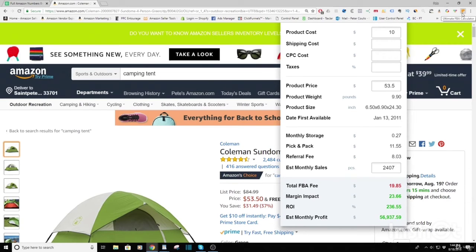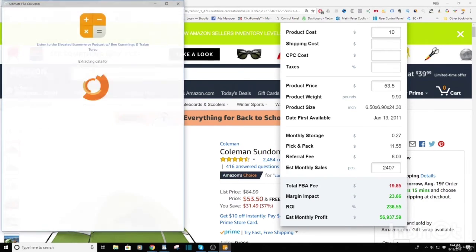So this is what the Chrome extension will look like. It's called the Ultimate FBA Calculator. Again, I'll have a link to it underneath this video. You just go to bencummings.com. The reason I like it is because it's more accurate, it's more user-friendly, and it's just easier for me to read. So let me click that.